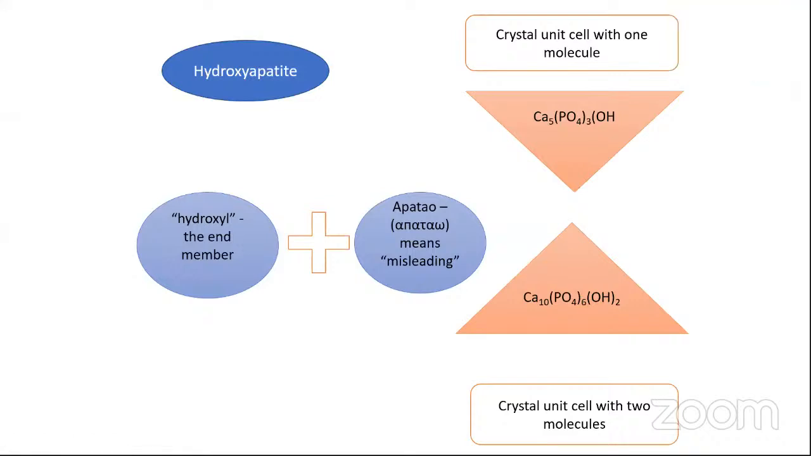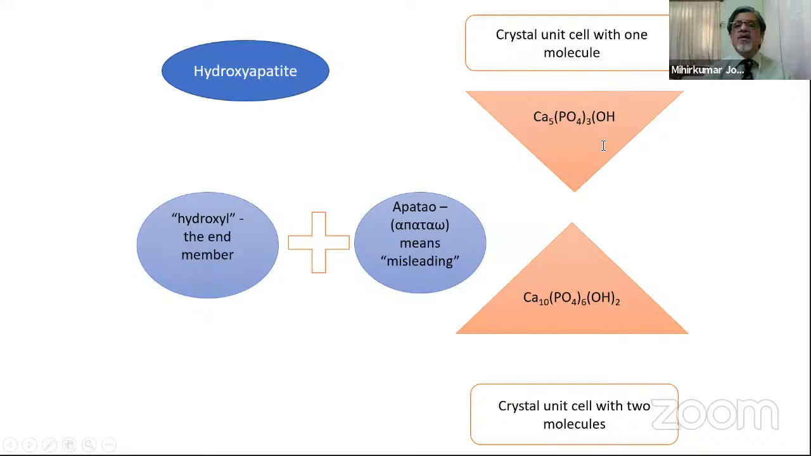So, what is hydroxyapatite? Hydroxyapatite is a very important material, as I already discussed. Hydroxyl is an end member, plus apatite, which comes from the Greek word apatao, and the meaning is misleading. So the word hydroxyapatite comes from hydroxyl and apatao, and that is why it is known as hydroxyapatite.